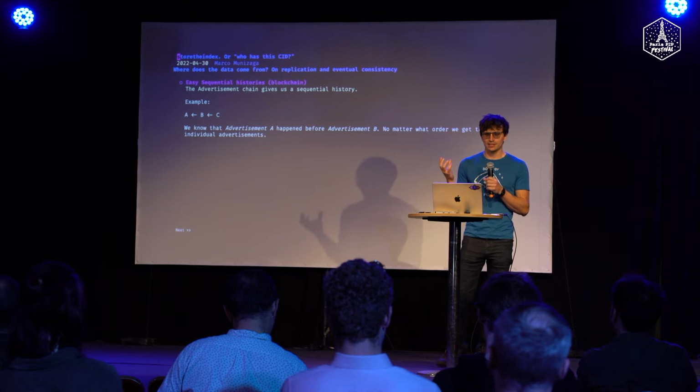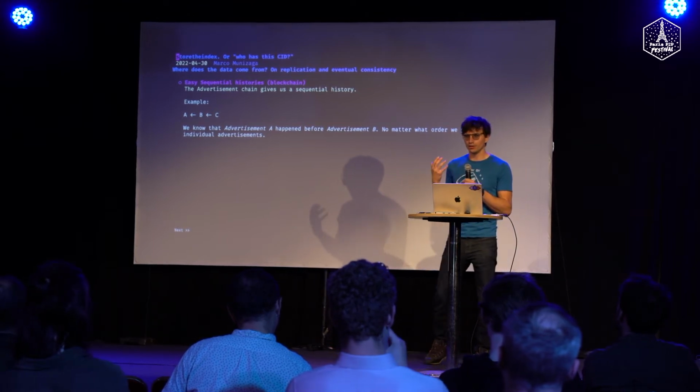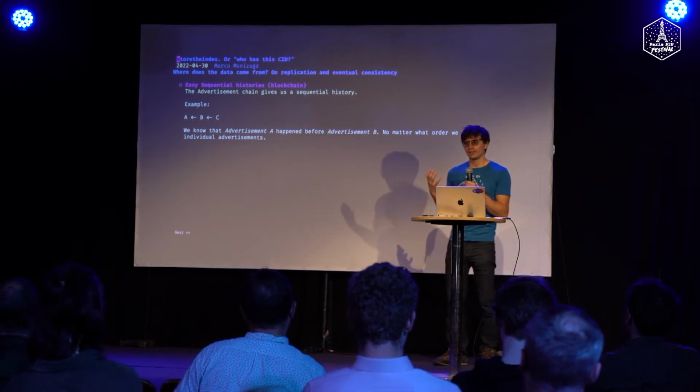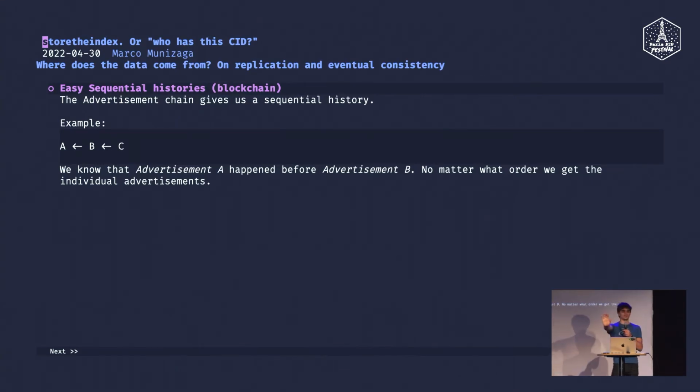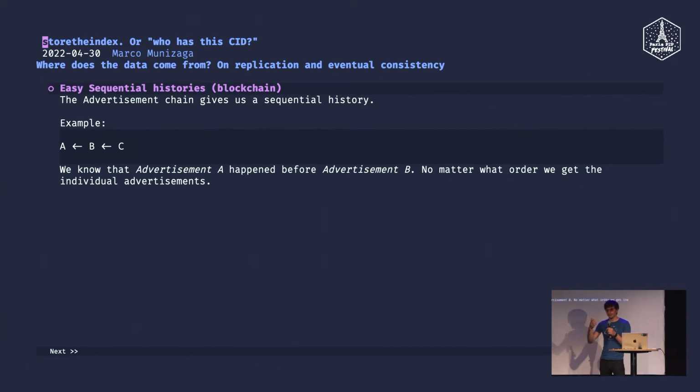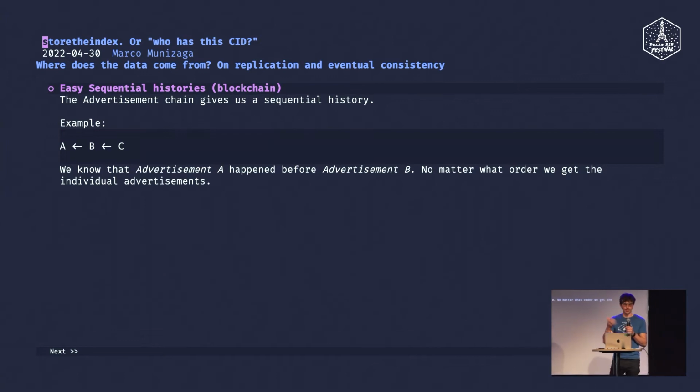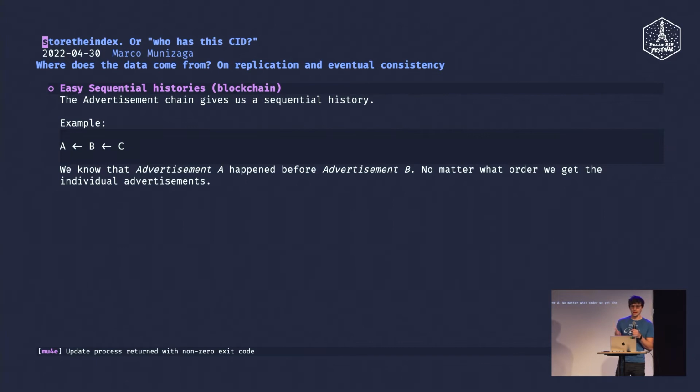What this gives us is sequential history. A huge problem in databases is, how do I know what came first? Well, we push the problem off to the writer side. The writers here are the storage providers, and they have to give us this canonical ordering of the history. So in this example, A precedes B, which precedes C. We know that advertisement A happens before B, and this is true no matter what order we get the advertisements themselves in.